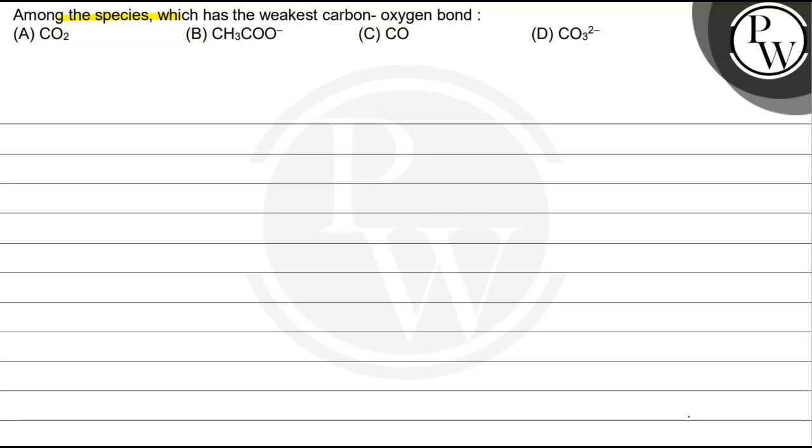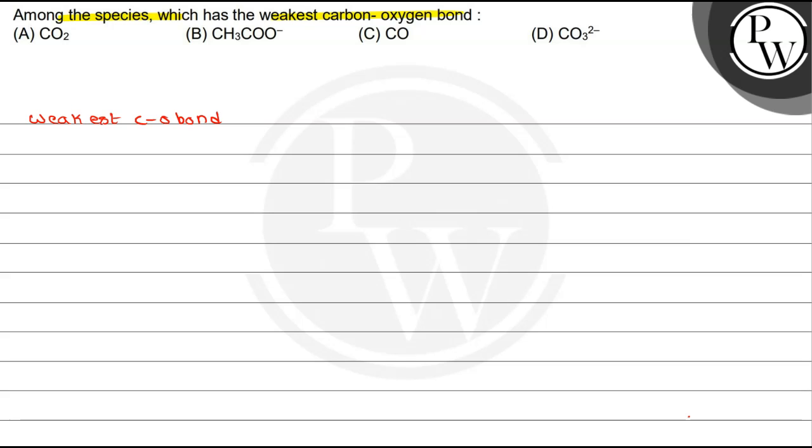The question says: among the species, which has the weakest carbon oxygen bond? Option A CO2, option B CH3COO minus, option C CO, option D CO3 2 minus. So in this, what will be the key concept? Here we have to find out the weakest carbon oxygen bond.